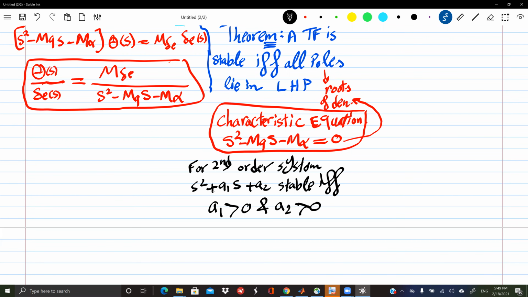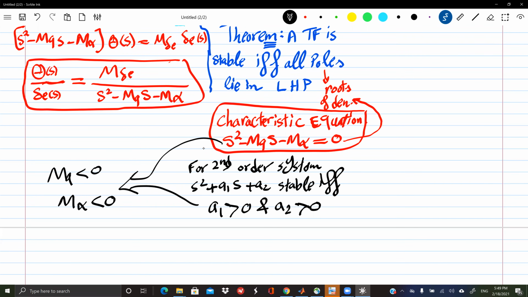And in this example, if we apply this, it gives you that MQ must be negative and M alpha must be negative, which we know from before, right? We know from before because this is my spring and this is my damper, and I know that if I have just a single degree of freedom, I must have stiffness and damping, and it's necessary and sufficient. It's if and only if.